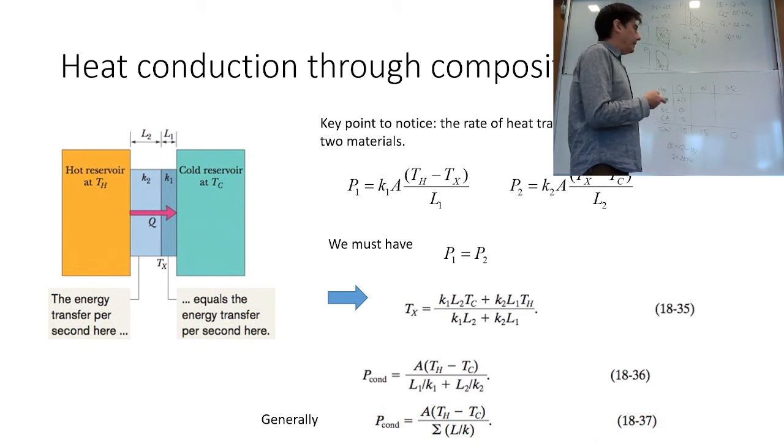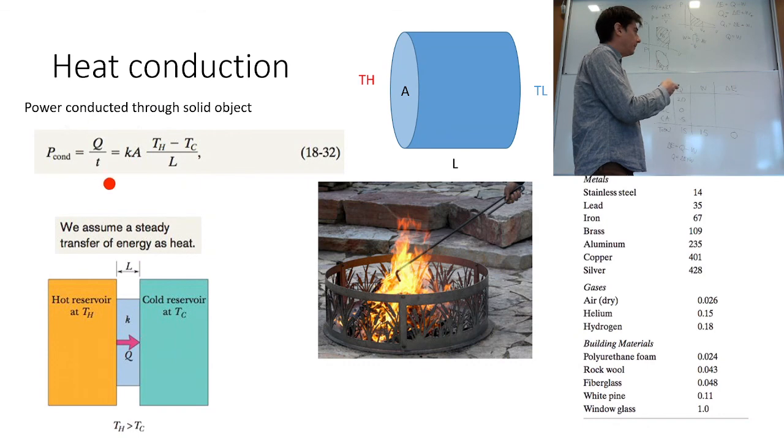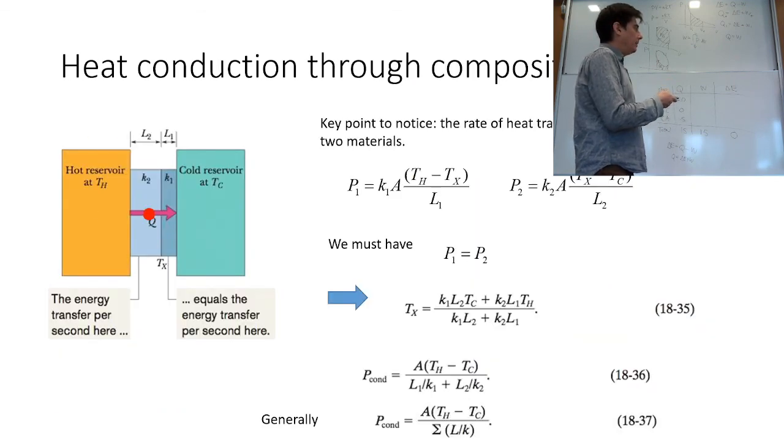Well, basically the observation that you make is that the power that's transmitted, the heat per unit time, is the same through these two materials, right? So any power that goes through material 2 here also goes through material 1. And so you can say the power that's gone through material 1 is given by that formula there. Power that's gone through material 2 is equal to that. And the interface has some temperature X. This is the thing that we're trying to find.